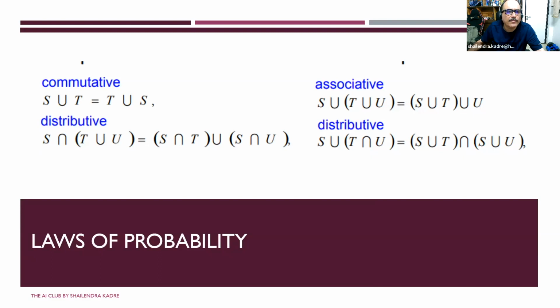Now the laws of probability, commutative law. There are simple laws of probability. If I say S union T, it will be equal to T union S. First formula, commutative. See, I have two circles. Set A has elements only 1 and 2. Set B has elements 2 and 3. So if I find A union B or B union A, both will be 1, 2, 3, right? Is that understood? Commutative?